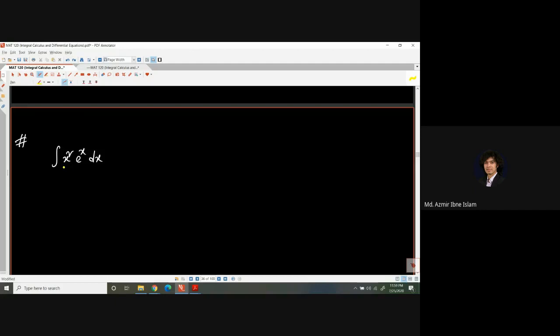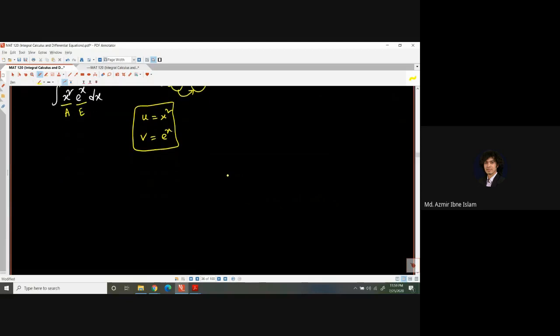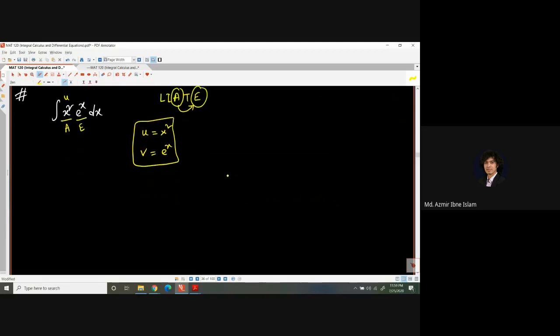Again, you can see that we have the algebraic function x squared and the exponential function e to the power x. So let's recall LIATE. Here we have an algebraic and exponential combination. So that means algebraic comes first, then exponential. So u will be the algebraic part. We can easily figure out u will be x squared and v will be e to the power x.